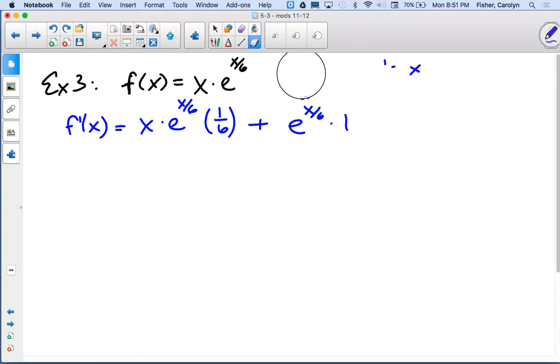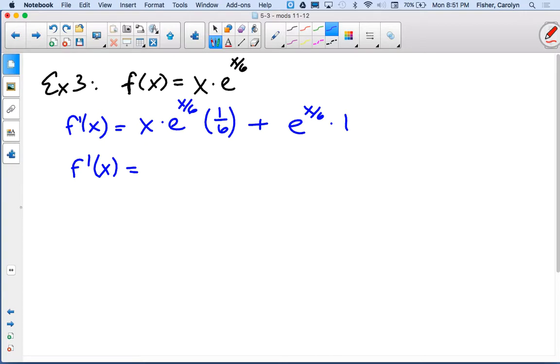I'm just going to tidy things up a little bit. And let's go ahead and rewrite that. If I can factor something out, I'm going to have to set this equal to 0. So I am seeing that I have e to the x over 6 in both terms. Let's factor that out, and then I get 1/6 x plus 1. And then I'm going to go ahead and evaluate. When's that going to be equal to 0? When's that going to be undefined? Let's find our potential critical points.